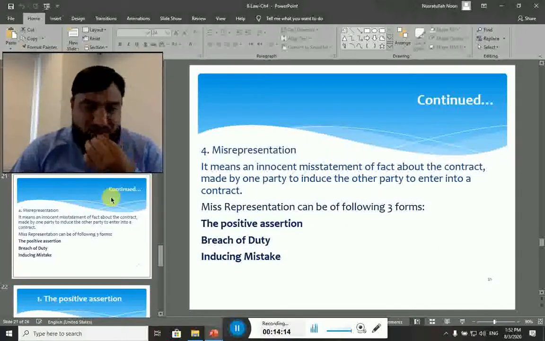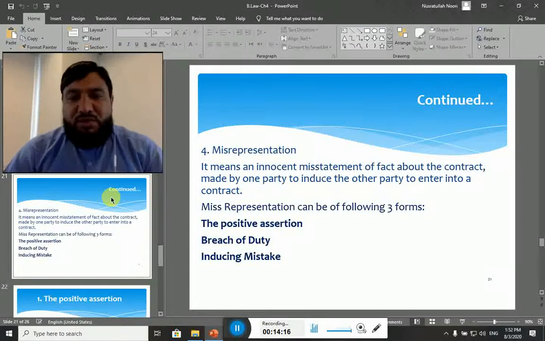The fourth one is misrepresentation. Misrepresentation is basically a misstatement of fact about the contract made by one party, inducing the other party to enter into an agreement. Now, misrepresentation has three formats. Number one is positive assertion, number two is breach of duty, and number three is inducing mistake.